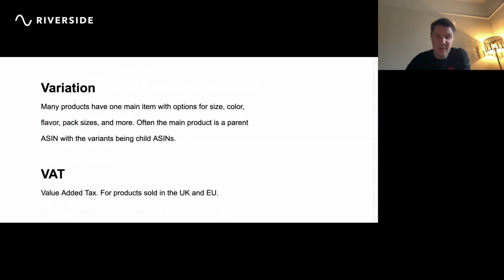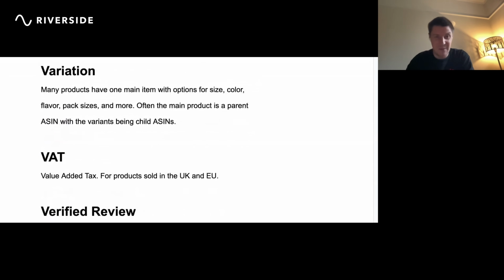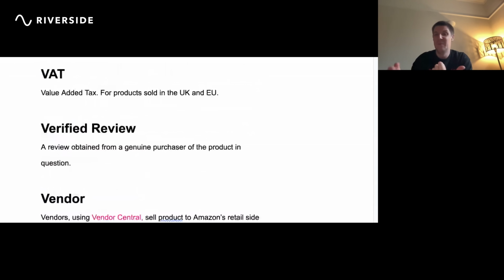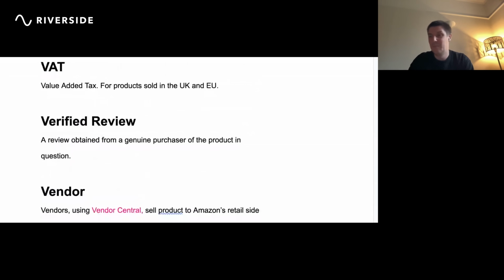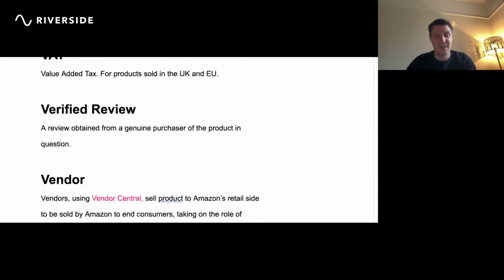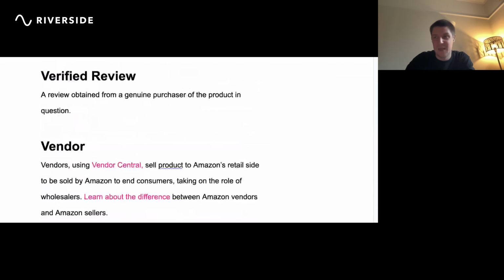USP, this is your unique selling point. This is something you need to brag about all over your product page. So brag that in your images, brag that in your title, your bullet points, your product description, your A+ content, and in your brand messaging through your advertising, be that sponsor brands, sponsored display.